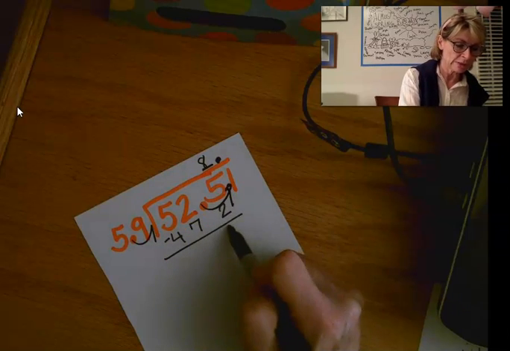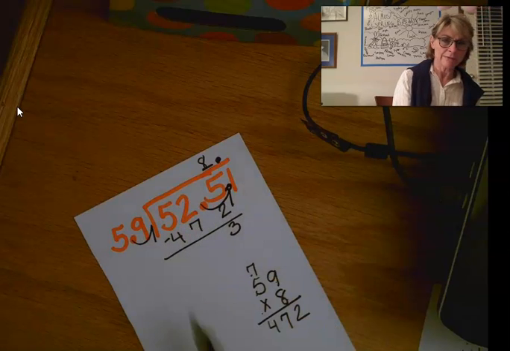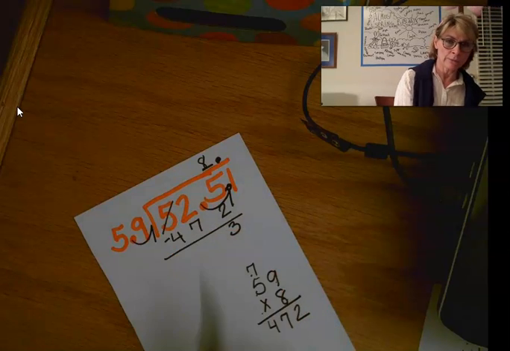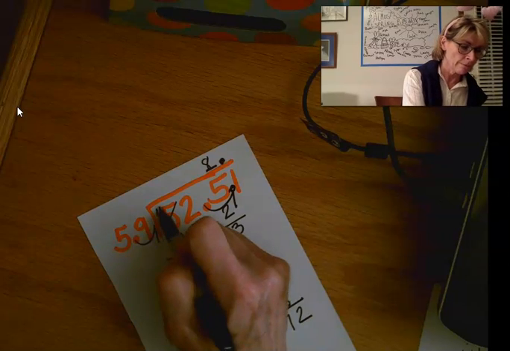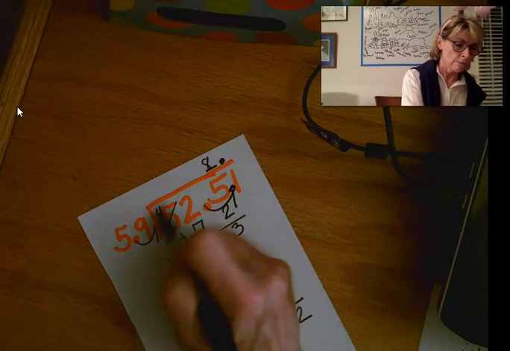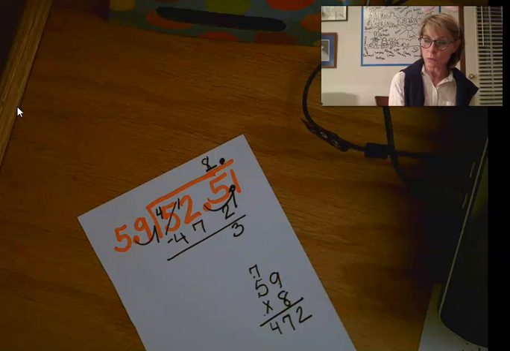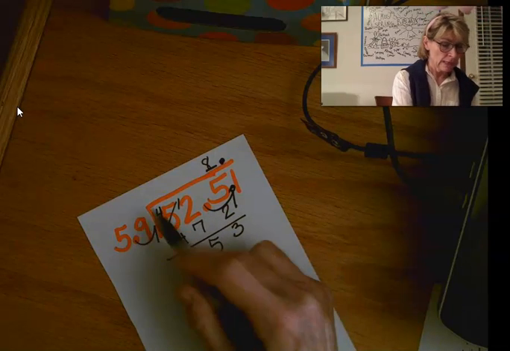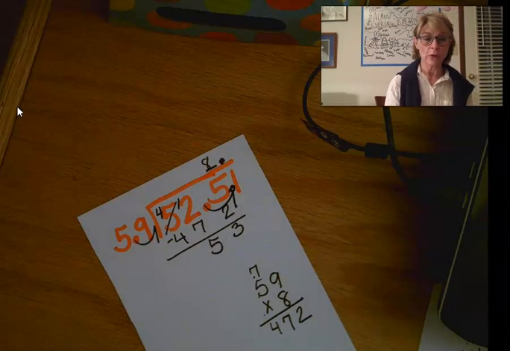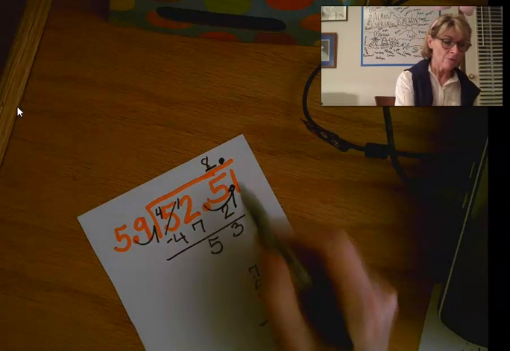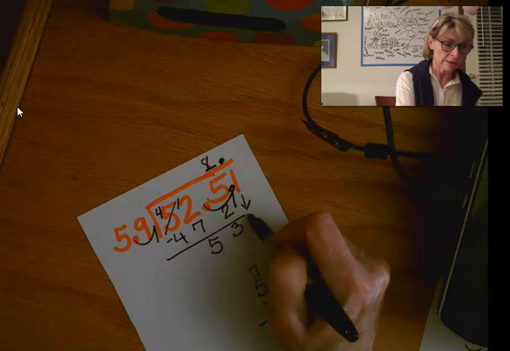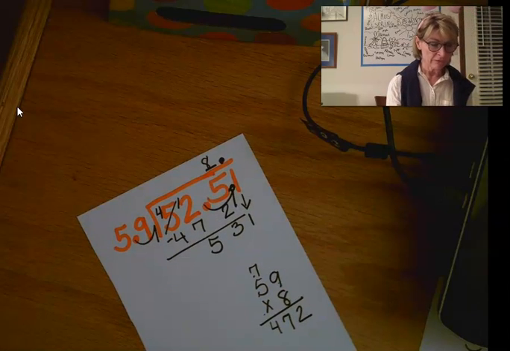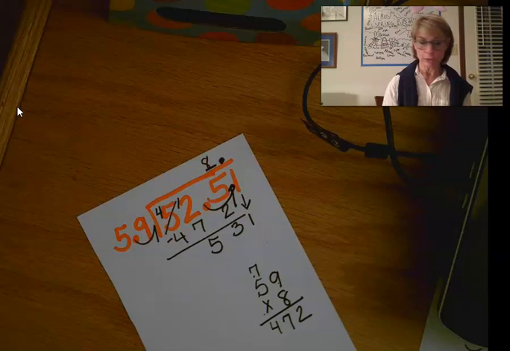5 minus 2 is 3. 2 minus 7, I can't do that. I'm going to have to come over here and I'm going to have to regroup. Make that 4, make this 12, and 12 minus 7 is 5, and then 4 minus 4 is 0, so I have 53. I have a 1 that I need to bring down, so I'm going to bring down that 1. Now 59 will go into 531 about how many times?